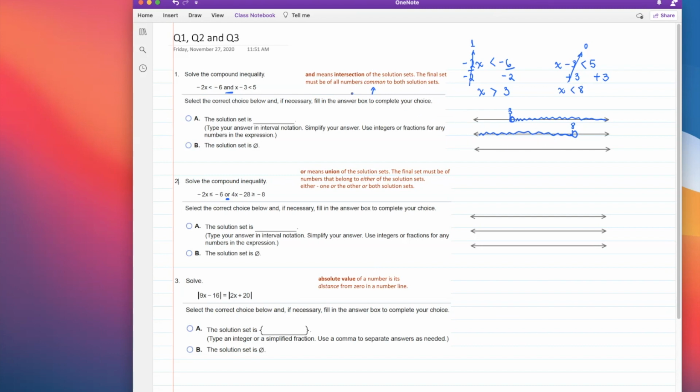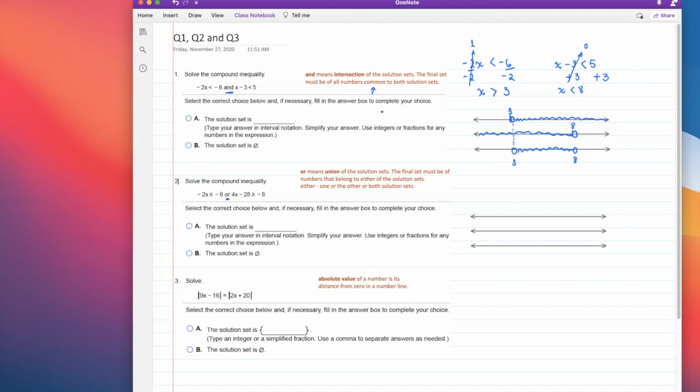And now, like I said, the and considers what is common. So I see what is on both number lines. So the 3 is here, but it's not here, then it's open. 8 is here, but it's not here, then it's open. So graphically representing, this is the solution. Any number between 3 and 8 will satisfy both inequalities.